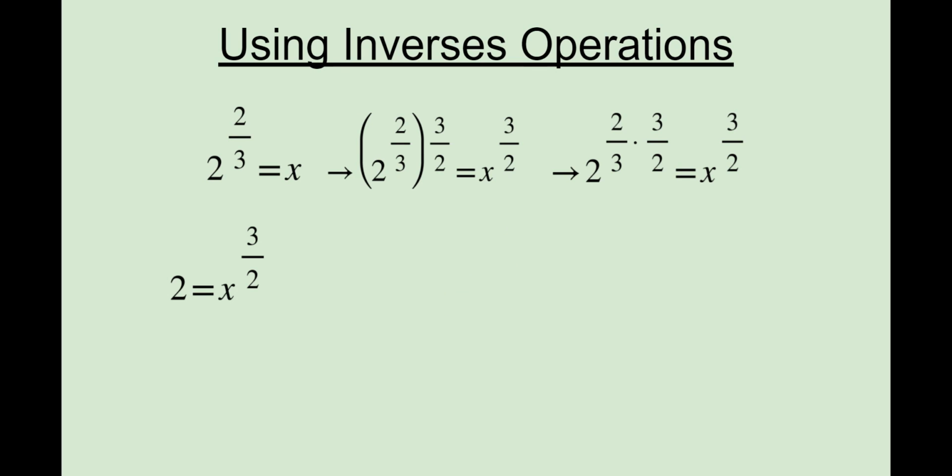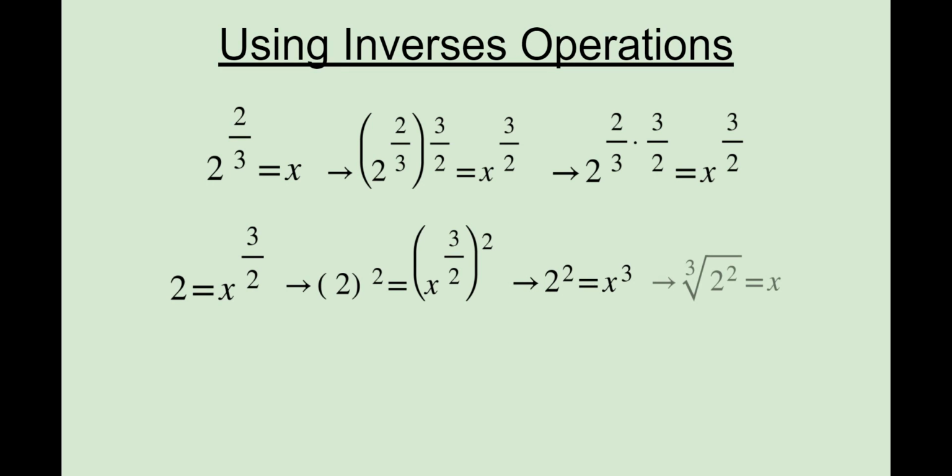Now let's do the same thing. Let's go inverse operations, but let's go backwards. I want to get rid of the 2 in the denominator, so let's square both sides. So now I have 2 squared, and then this 3/2 times 2, these 2's will divide out. So I'll be left with 2 squared equals x cubed. And now how do I get rid of the x cubed? Let's just cube root both sides. And that's how you'll see that x is actually cube root of 2 squared.